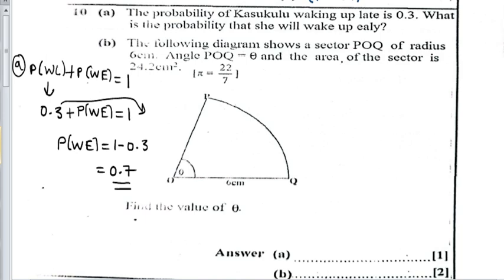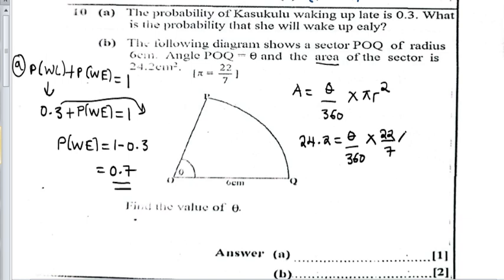First things first, they have given us the area of a sector. So how do we find the area of a sector? Area of a sector is given by theta over 360 multiplied by pi r squared. That's how you find area of a sector. Then what are we saying here? Since we already have the value of the area of the sector, in this case we have 24.2, then theta we don't have, over 360, then multiplied by the pi, 22/7, multiplied by the radius squared.